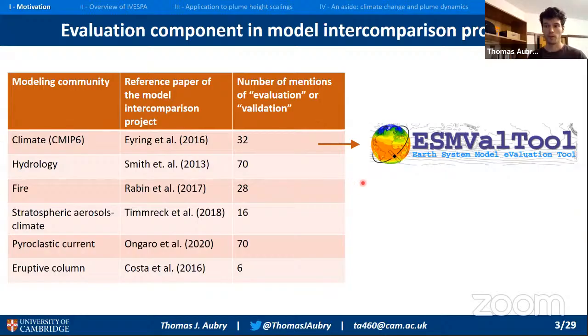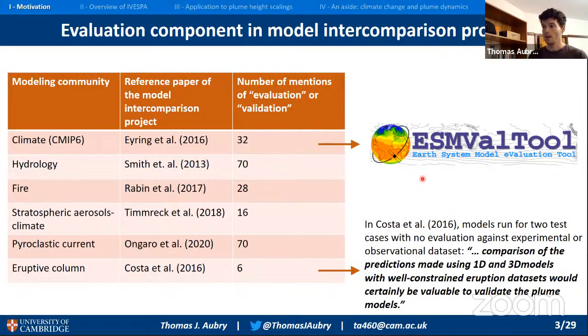Of course, these communities have been doing intercomparison for decades, so we are lagging behind, but they have devoted software, devoted datasets. It's all very well organized. The eruptive column model intercomparison project was still, of course, very valuable. And also I want to highlight again, it was a first. But for this first version, there was no aim to evaluate the models, neither against observations nor experiments. And I think that's really something that we should aim for in the future.